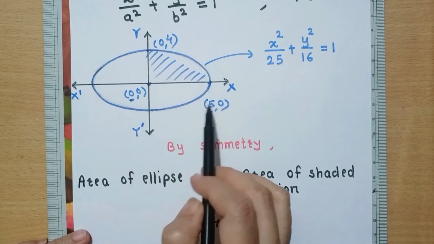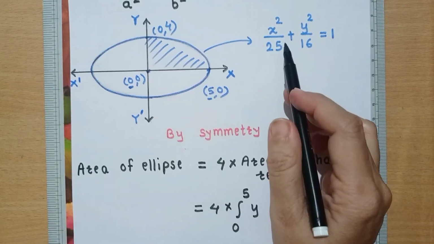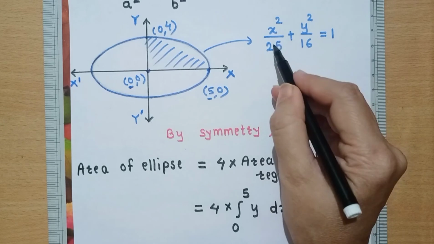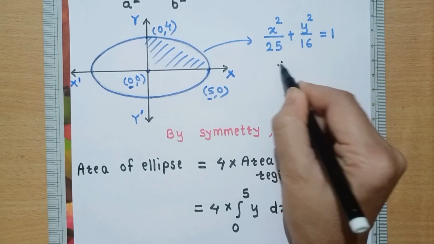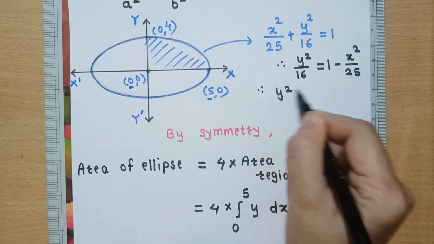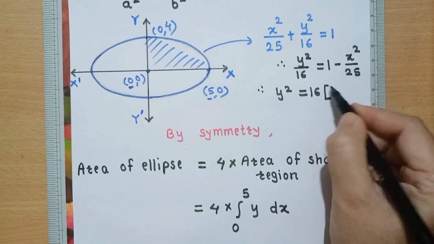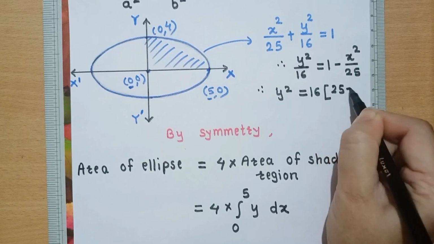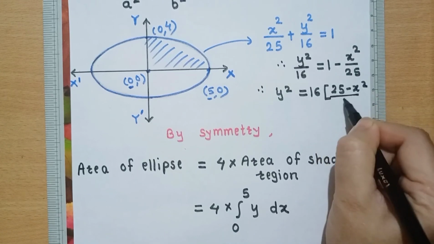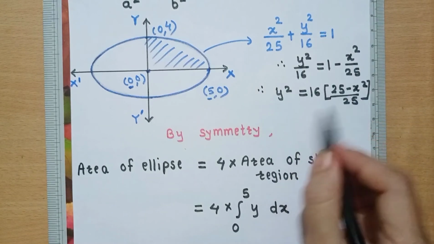Limits of x are 0 to 5. Here we will write the integral from 0 to 5 of y dx. So first we have to find y from this equation of the ellipse. We will move this term to that side, so y square is equal to 16 times (25 minus x square) upon 25, making the denominator the same.